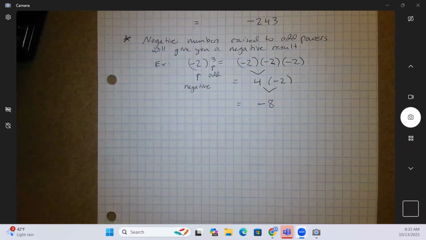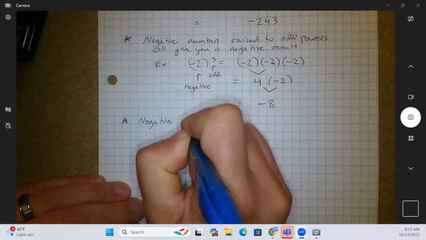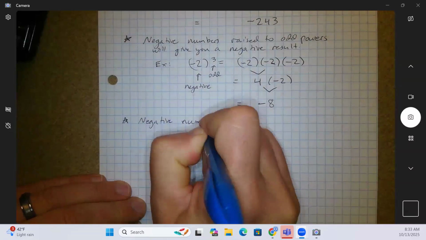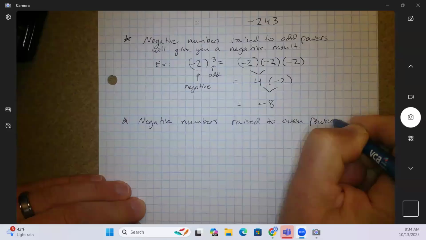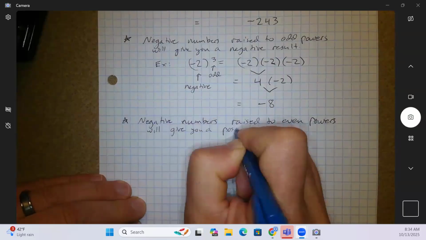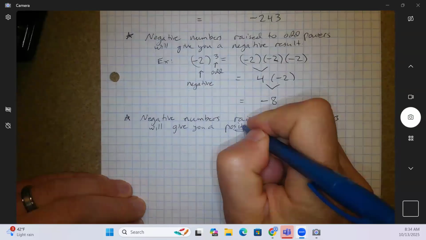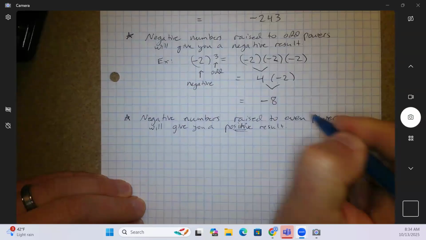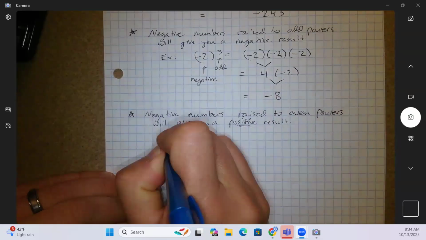Okay. Negative numbers raised to even powers will give you a positive result. So it's different here. But again, it comes from the rules of exponentials. Let's start with a very simple example.